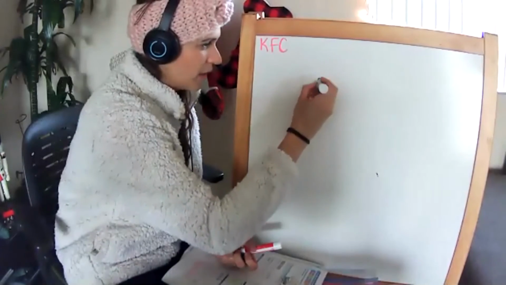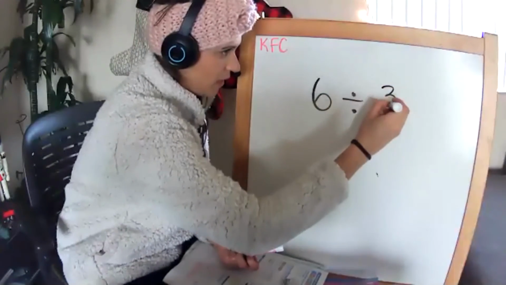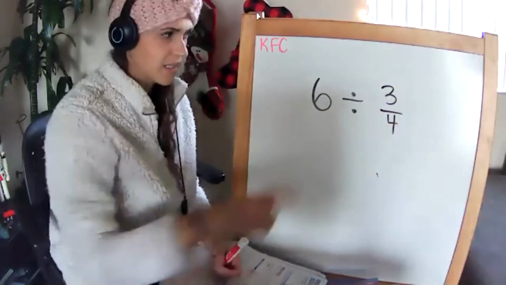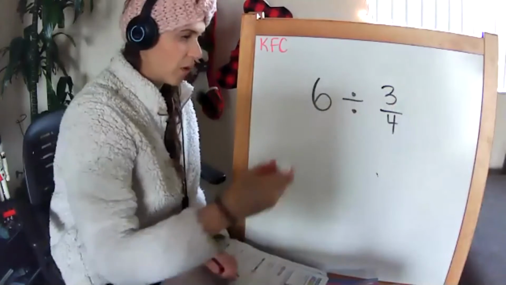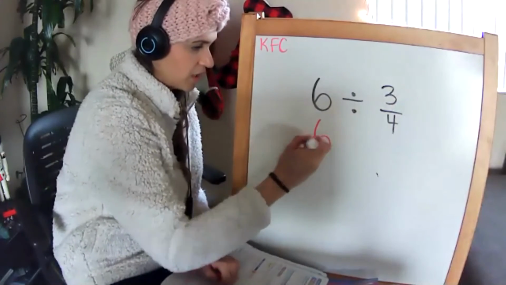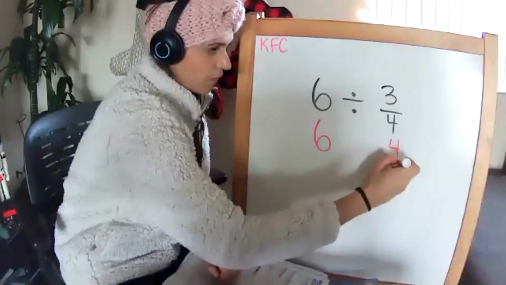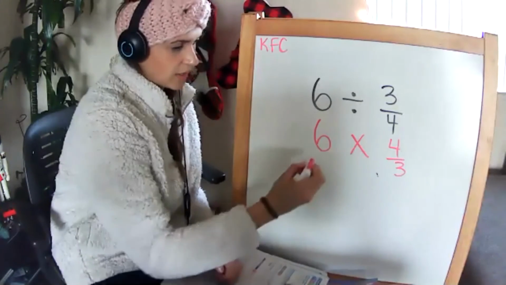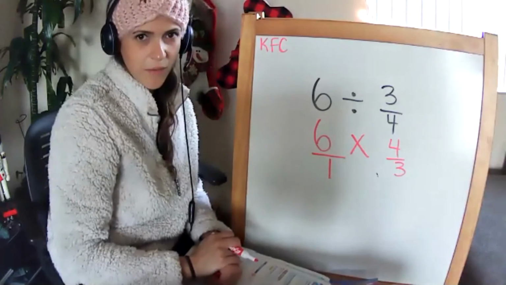Let's try one more. 6 divided by 3/4. Use your trick. We don't want double division here, so we're going to make it into a multiplication problem. Keep your dividend, flip your fraction, and change your operation. 6 is a whole number, so put it over 1. Anything that can be simplified here?